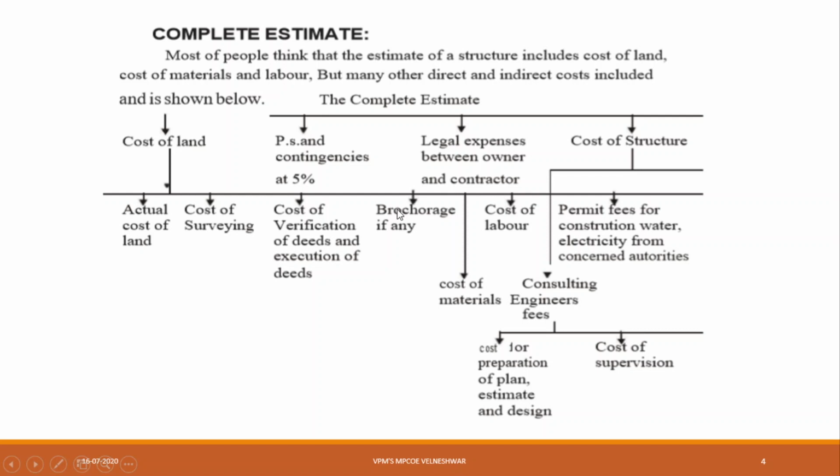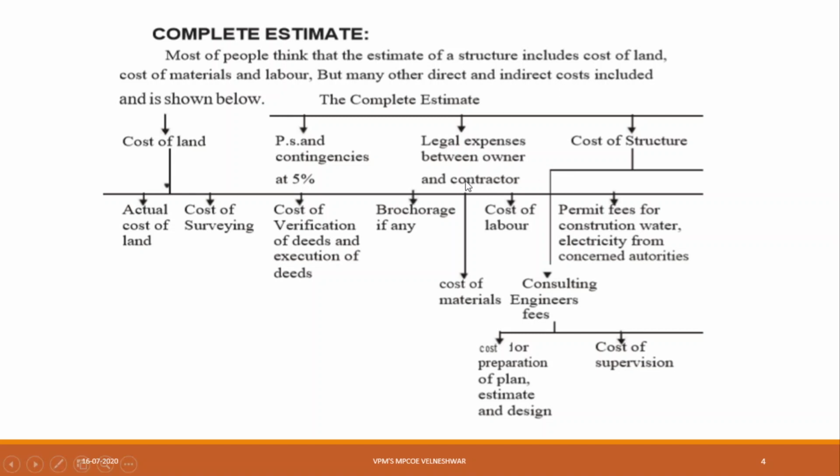Then brokerages, if there is any brokerage, then you have to pay for that. Then cost of material. Then cost of labor for land. Then permit fee for construction, water, and electricity from the concerned authority, you have to pay for them. These are all costs including land cost, right? Then again contingency charges, work charge, establishment charges, all those charges also come under the estimation.